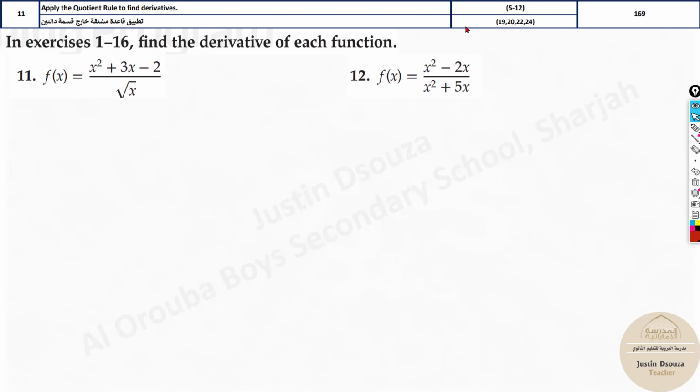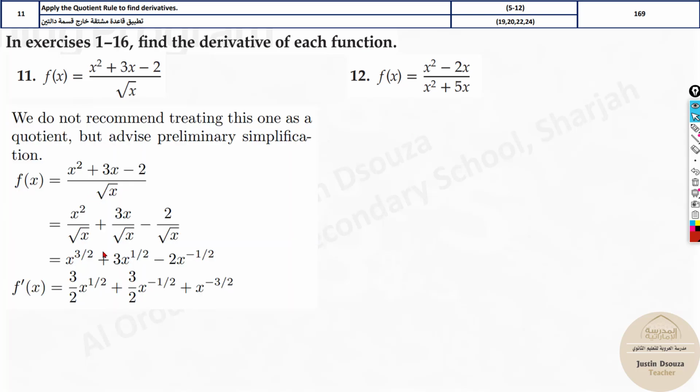Now, I'm just looking at this 11th one. What you would do is, instead of using the quotient rule, you can use the quotient rule. There's nothing wrong in that. You can simplify this. Let me just check how the answer is given. Yes, they also have done the same thing. This is easy. See, now you can look over here.